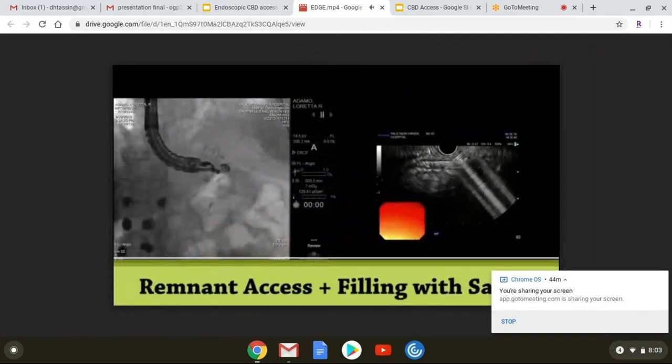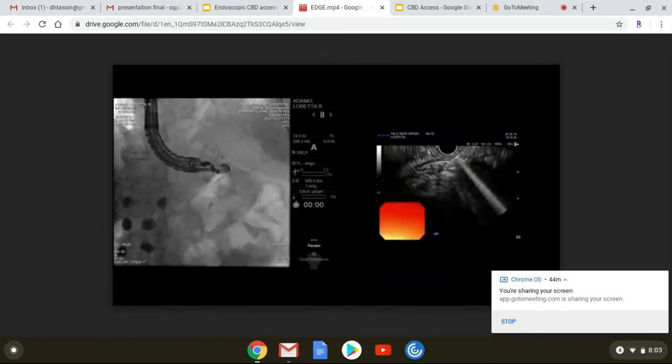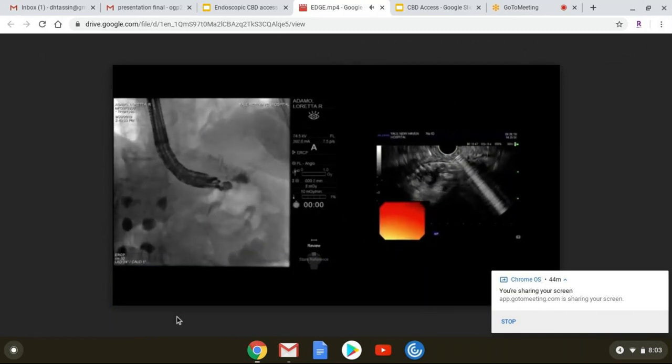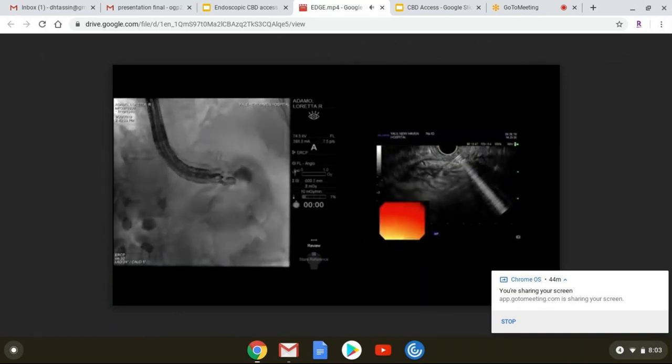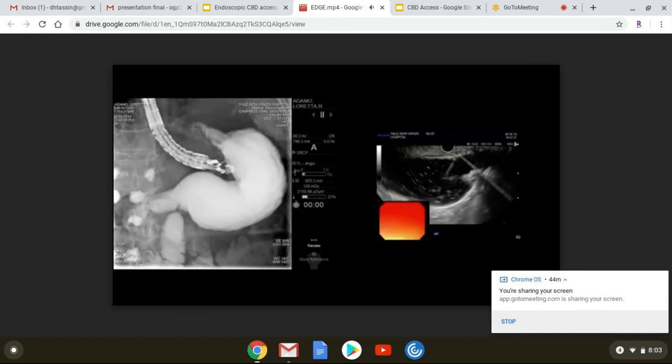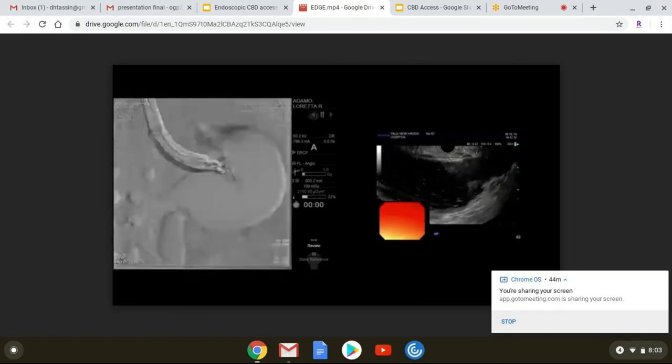But it can be useful in those that have altered anatomy or duodenal strictures where you can't access the papilla. At the same time, those should only be used in malignant strictures. Obviously, if you have choledocholithiasis, you'd be using something more of a rendezvous technique or something along those lines. But I just wanted to put some of that out there.